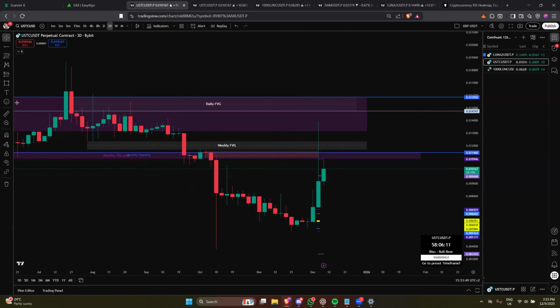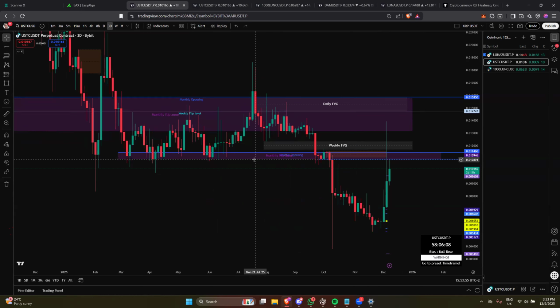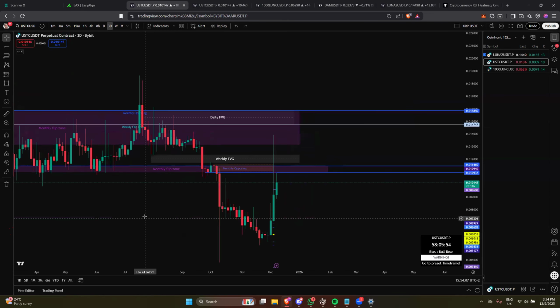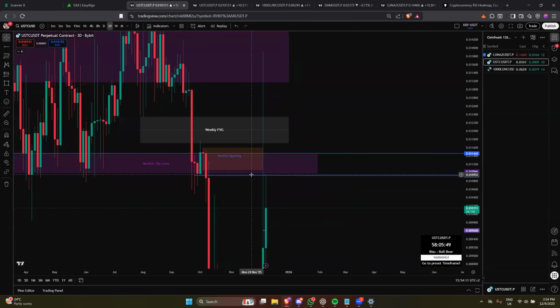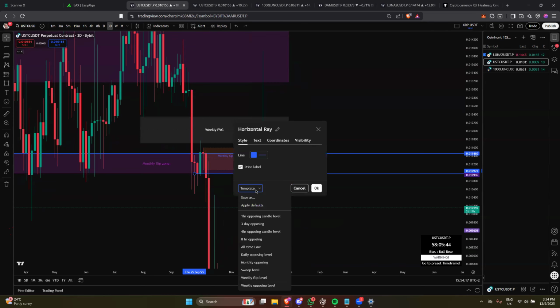Let's see. So on your 3-day, you've got a 3-day closing level. Let me just see. You can have a look right there. You see that it actually taps in quite a few times now. So that 3-day opposing level goes all the way back there. So I'm going to mark this out as a relevant position. 3-day.